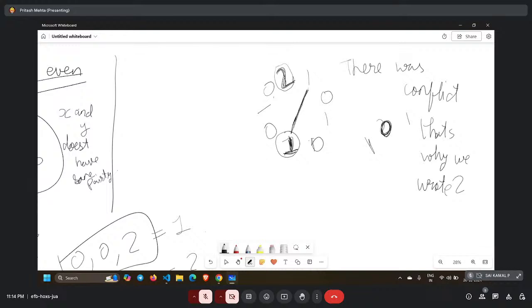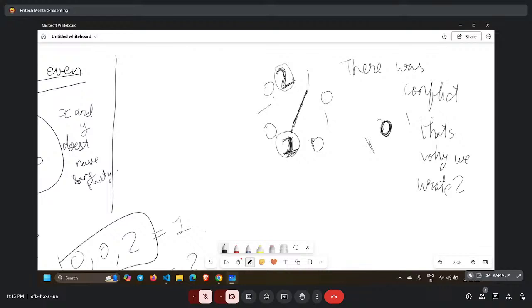So for this 0, we have 1, 2, so this is holding. This 0 is also holding. This 2 is also holding because we have 1 here. This 1 is also holding and this 2 also. So our answer will work for this only.